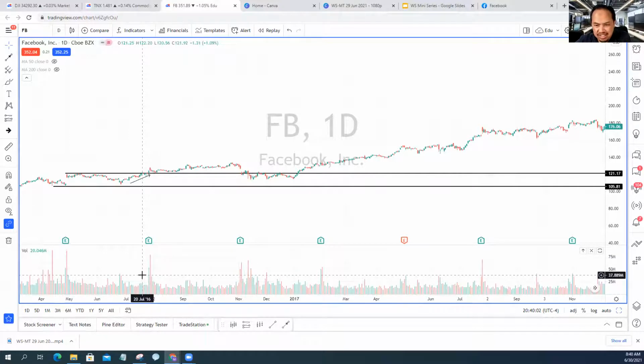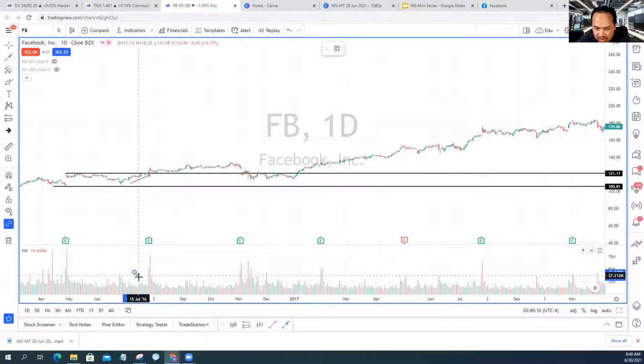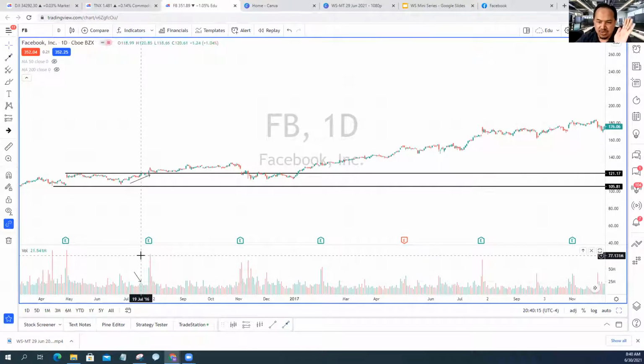It's a little bit less, but as you can see, the day before that, the volume is higher than previously. So this is a good indication that this will not become a fake breakout. So you can enter the market.